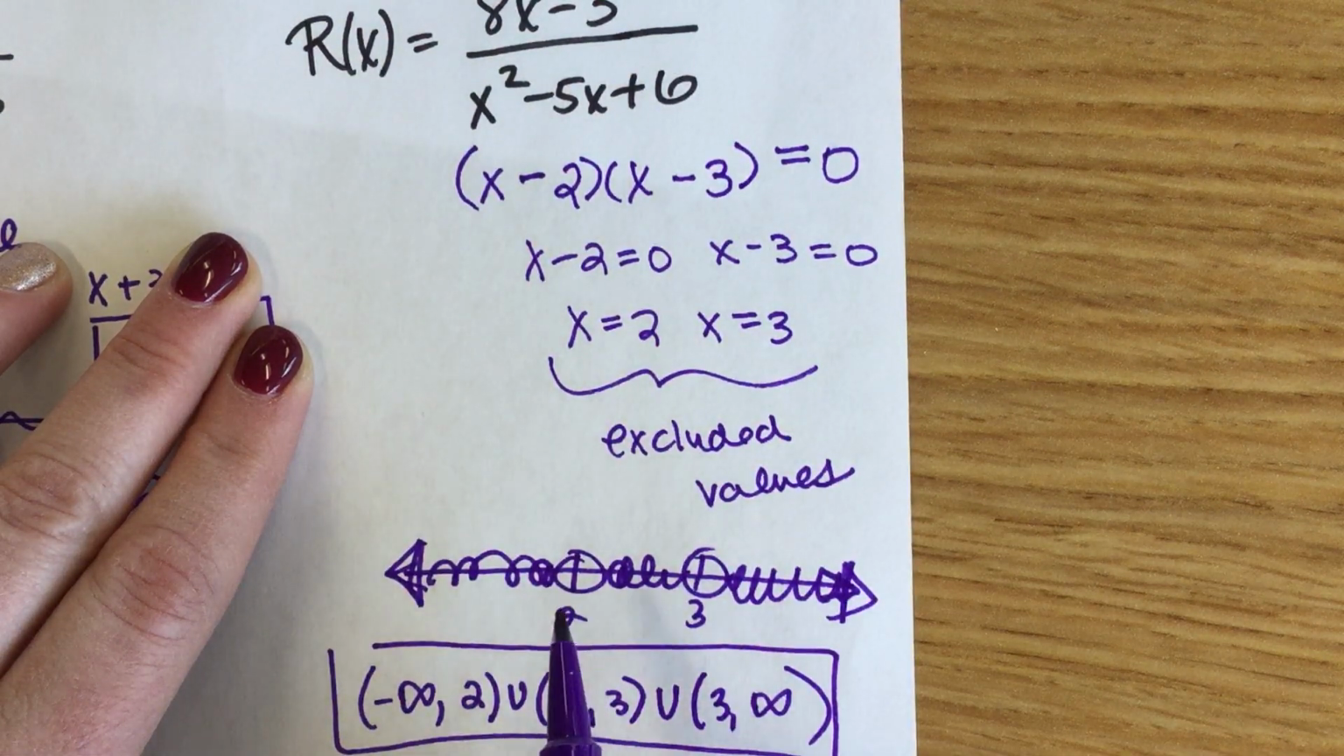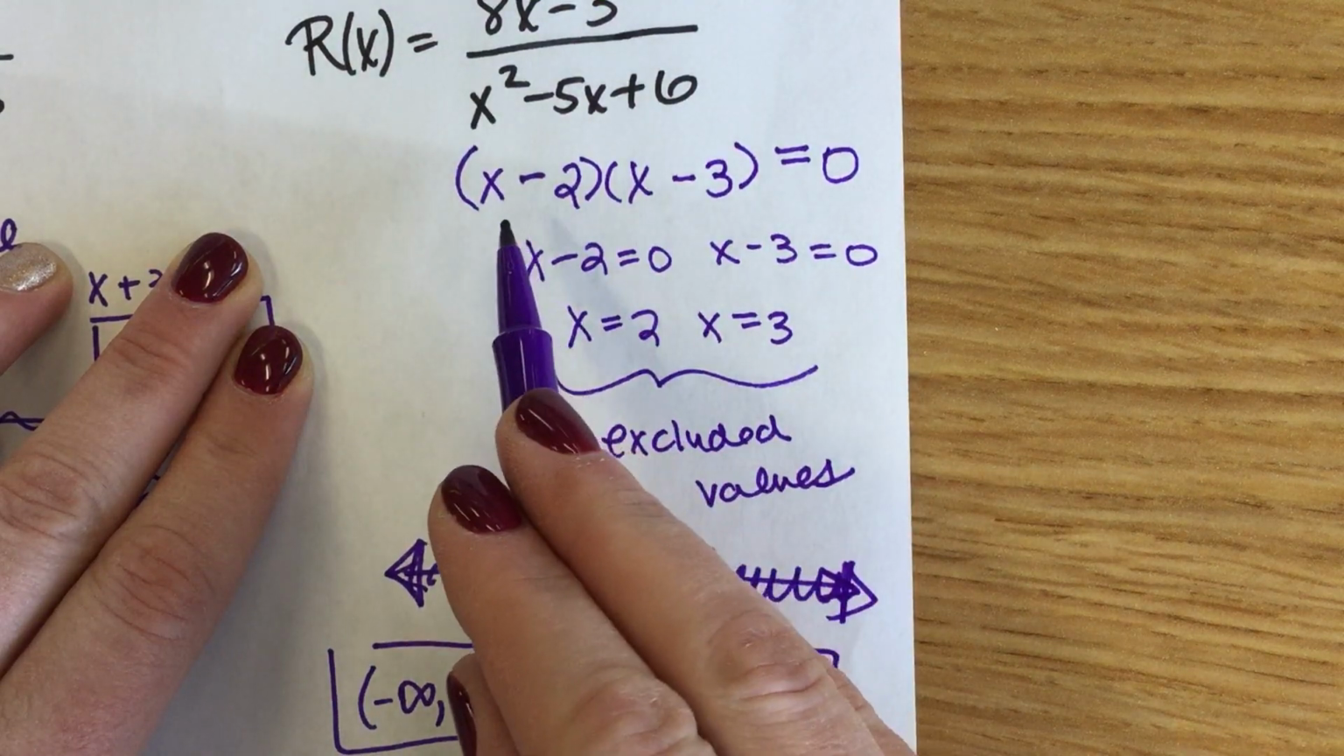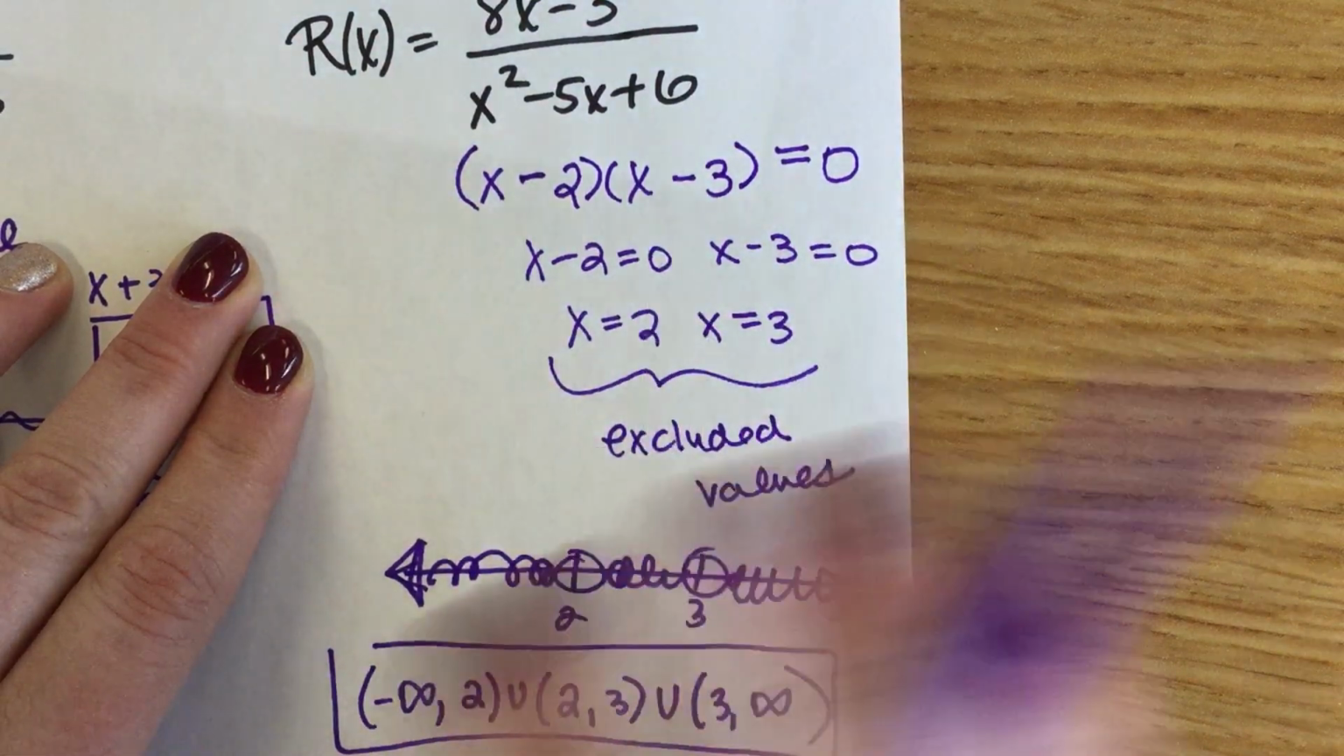I can have everything except 2 and 3, because when I plug 2 in, I get 0, 3 in, I get 0. We don't want that.